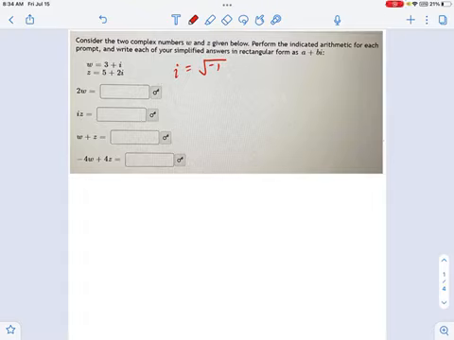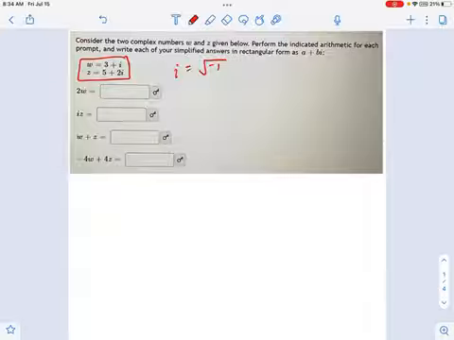Most people have seen complex numbers before. Remember, these are the ones where you have this mysterious letter i, which is equal to the square root of -1, right? Those things that aren't real, they're imaginary. Well, in this problem, what we're doing is we're taking two complex numbers. One's w, one is z, and we're just doing some arithmetic on them.